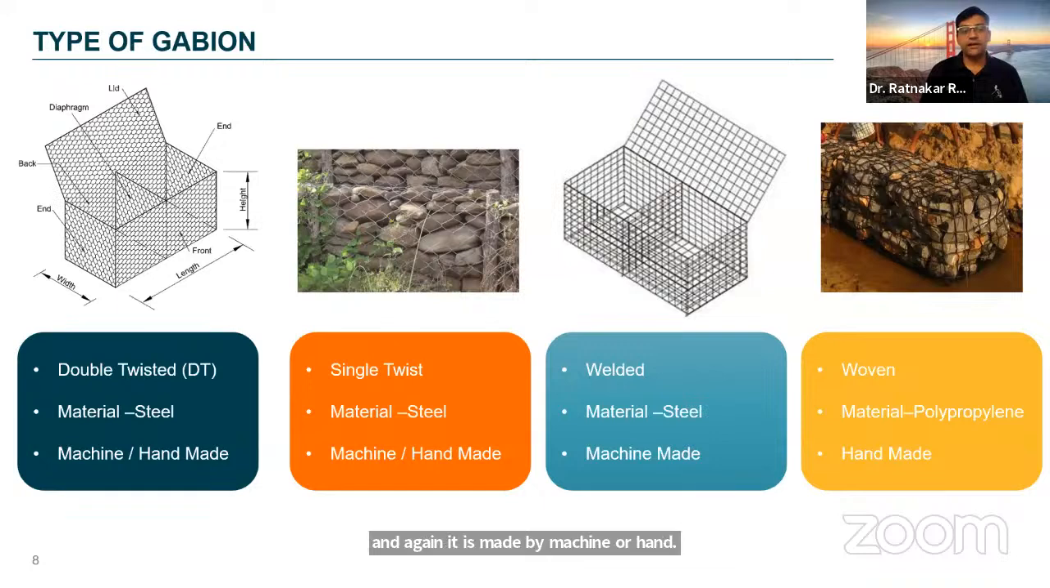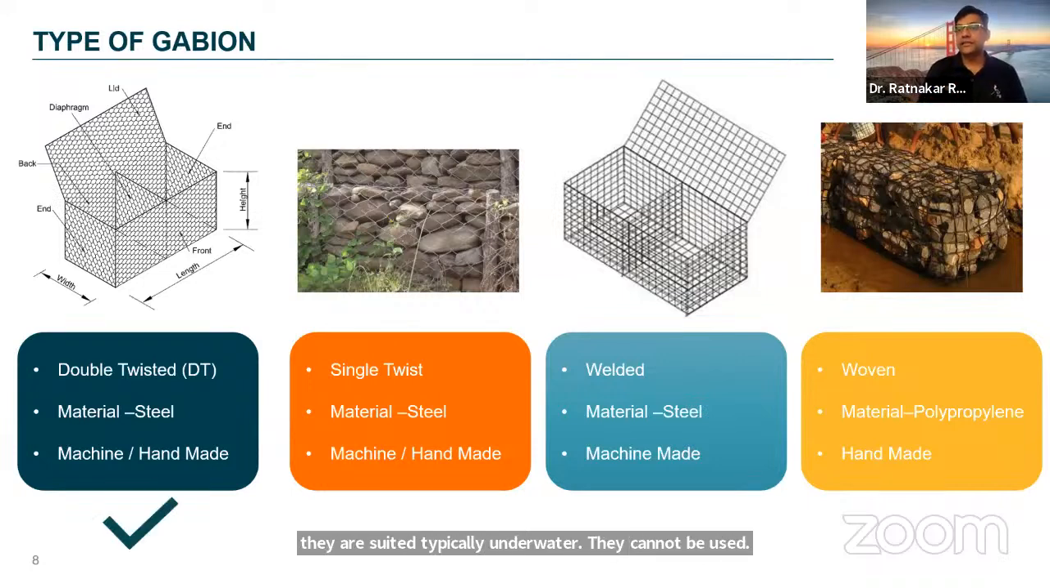The third one is the welded one, where the material is steel and the welding is done by a machine. The fourth one is made with polypropylene, which is a polymer. It is a UV material, and they are handmade and typically suited only for underwater use. They cannot be used when they are exposed to sunlight.